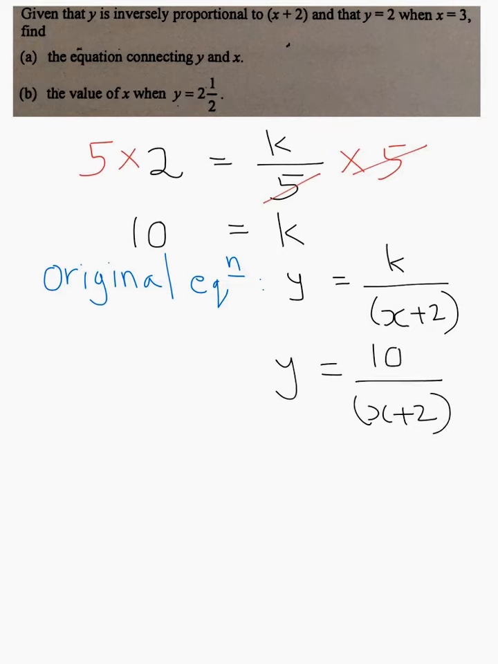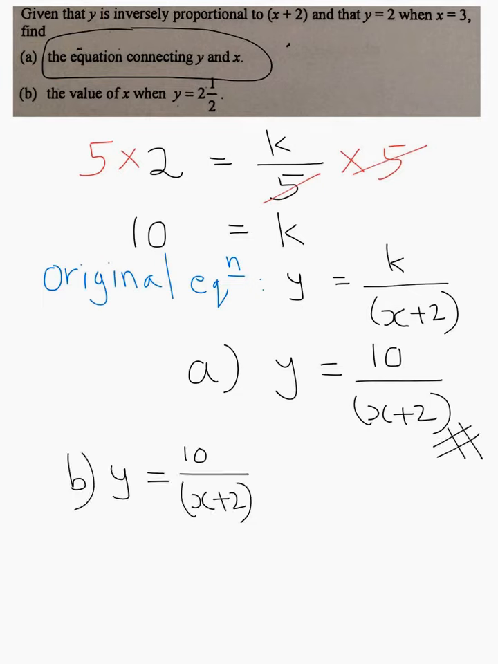Now when we have this equation, we see that it actually solves part A, where they ask for the equation connecting x and y. So in order to solve this kind of question, the first thing you have to do is always find the k, and then sub back into the original equation to find the equation connecting y and x.